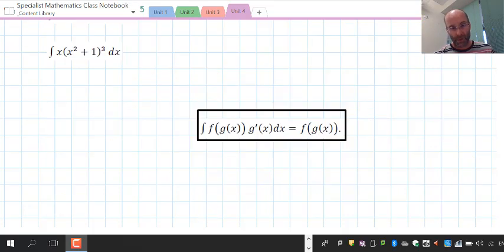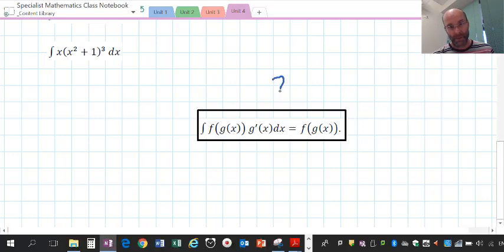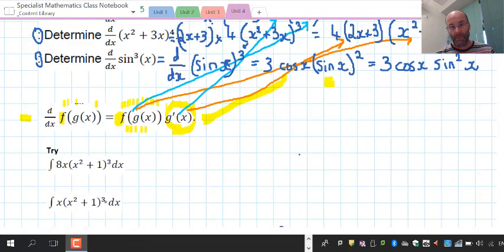So what we're trying to do is work on an integral of something in that form to see if we can get something like this. Can we do it? This is not a rule per se, but can it be reversed? Can we integrate things like this?